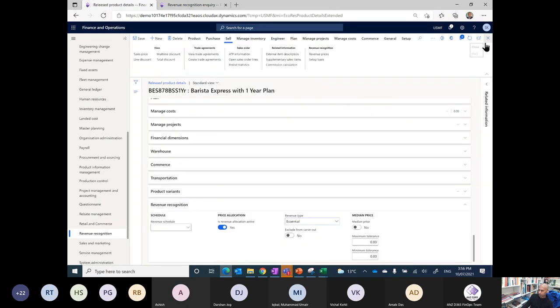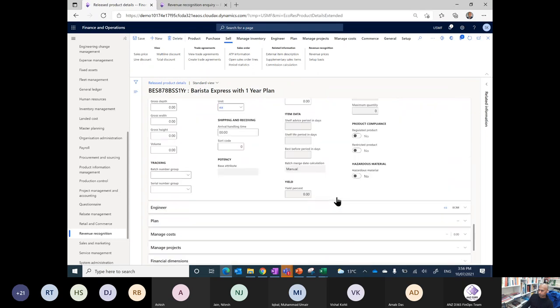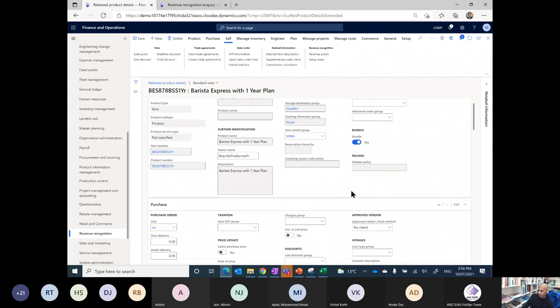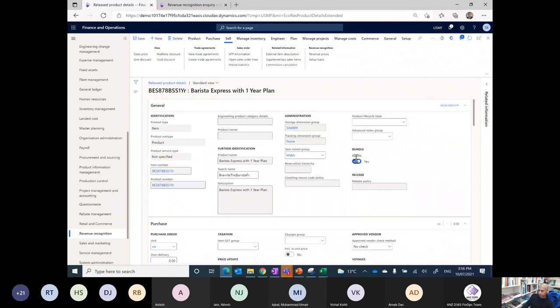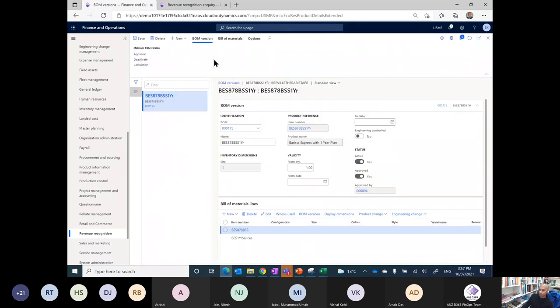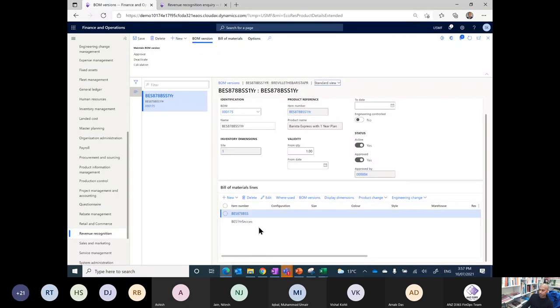Satya, can you quickly show the BOM setup as well, how you did that? Yeah, sure. For the BOM, the first thing we need is this checkbox, bundle, again a new feature. After that, it works like a normal BOM, the way you do a normal BOM. Create a BOM version and link these two items: the machine, and that's my service. Thank you. Okay, welcome.